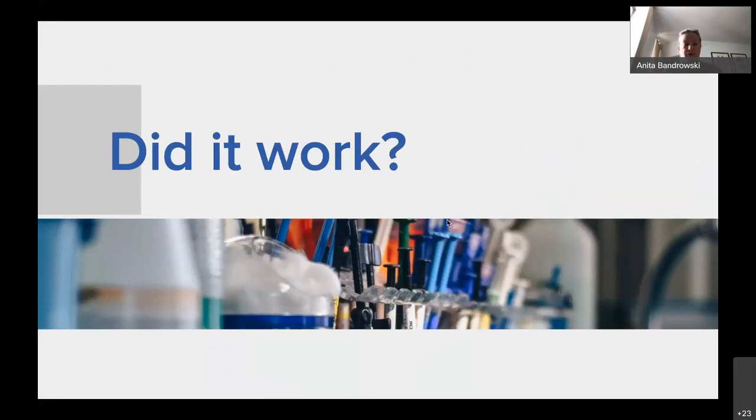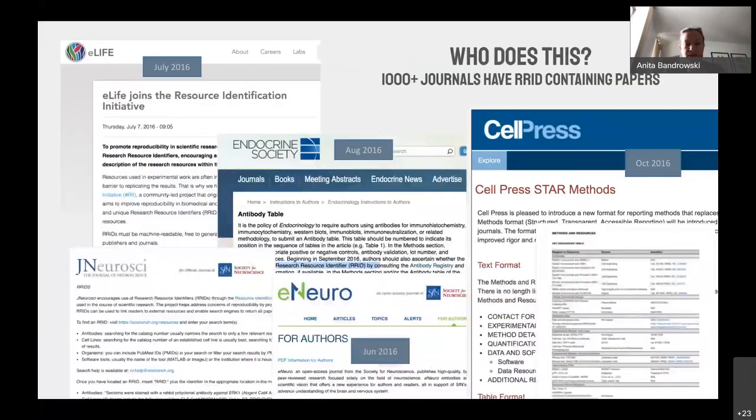So, question, did it work? Did we actually get anything that was successful? We certainly are in lots and lots of different journals. So in that sense, it definitely worked. The STAR Methods section is now very prominent. It's required in all Cell Press journals. eNeuro and Journal of Neuroscience are big proponents. Other society journals, eLife, again, big proponents.